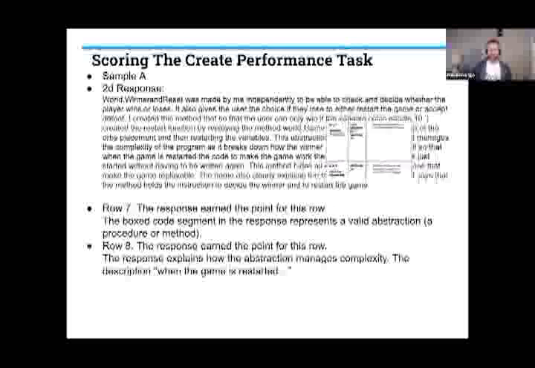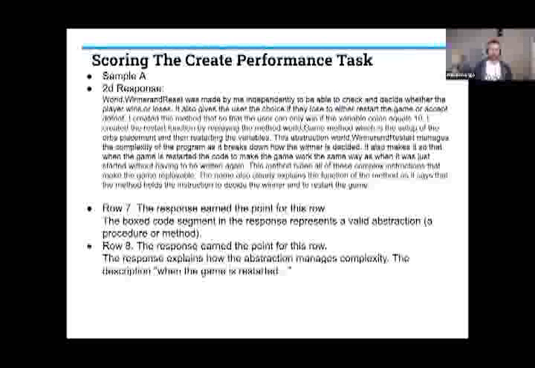This abstraction, world.winner and restart, manages complexity of the program as it breaks down how the winner is decided. It also makes it so that when the game is restarted, the code to make the game work the same way as when it was just started without having to be written again. This method hides all of these complex instructions that makes the game replayable. The name also clearly explains the function of the method, as it says that the method holds the instruction to decide the winner and to restart the game.